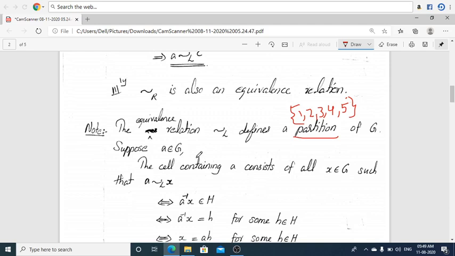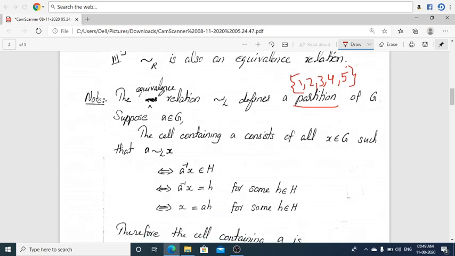Next, note that the equivalence relation ~L defines a partition of G. For example, for the set {1,2,3,4,5}, the sets {1,2,3},{4,5} form a partition. Also {1,2},{3,4},{5} is another partition, and {1},{2},{3},{4},{5} is another partition. A partition is a set of non-empty subsets whose union represents the whole set. So an equivalence relation defines a partition of G.